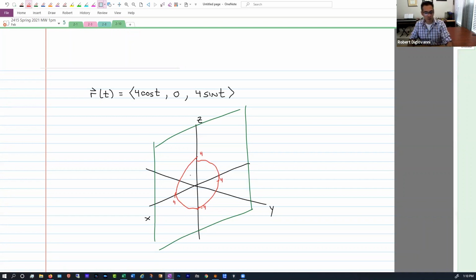Now, if I don't restrict t, like right now I haven't restricted t, so this is basically like an infinite number of circles on top of one another. If I restrict t, like put it between, let's say, 0 and 2 pi, then I'm only going to draw 1 circle. Make sense?